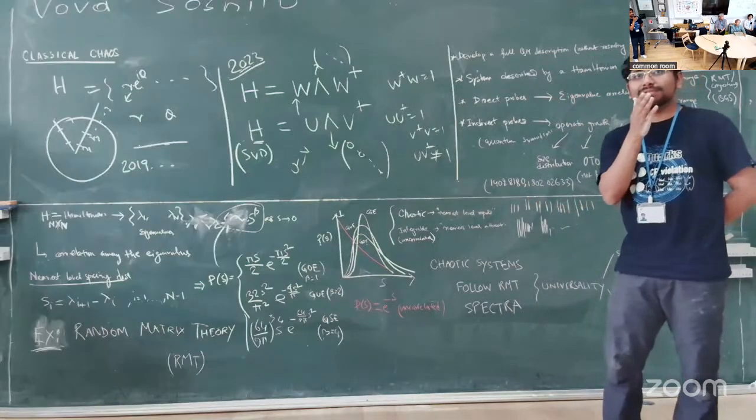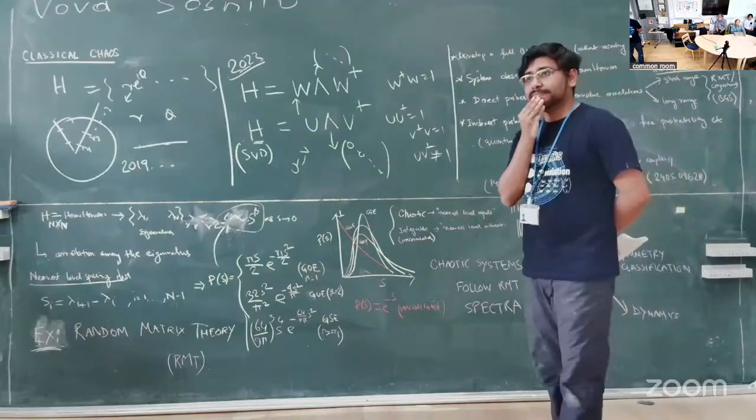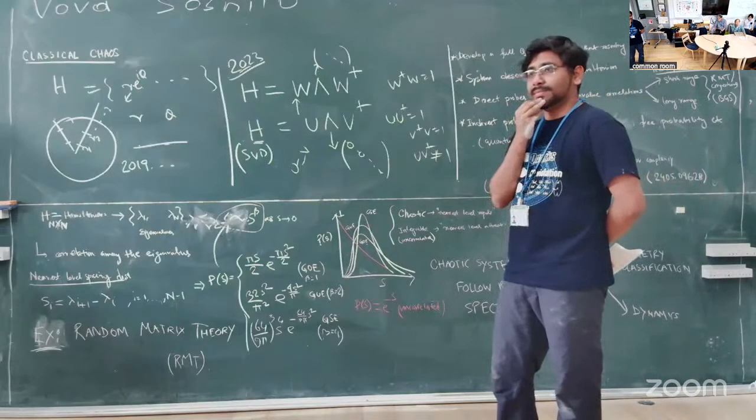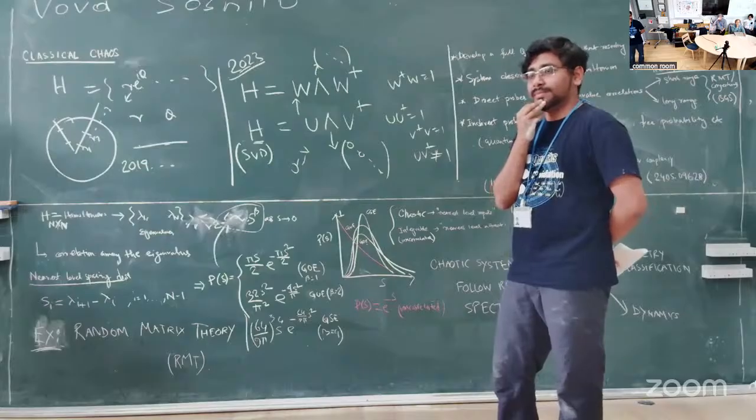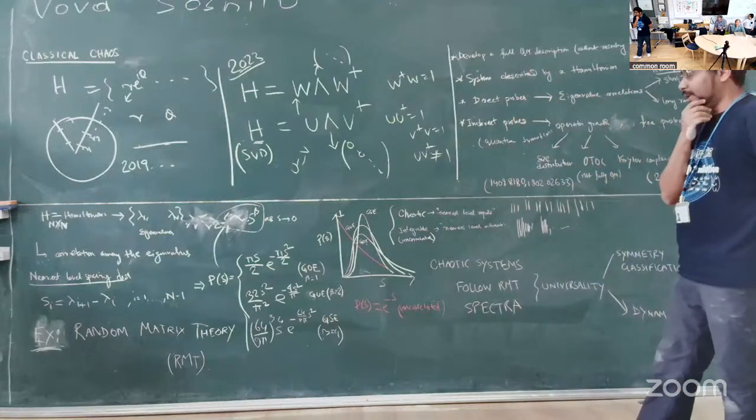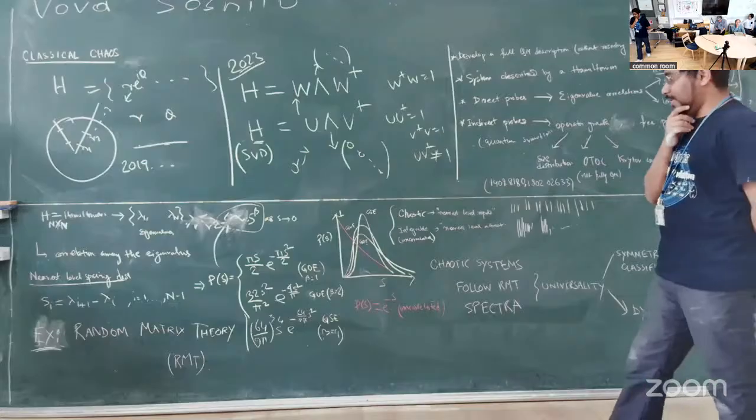Well, so what do you expect is different between the chaos in the Hermitian case and the non-Hermitian case? Do you expect a new universality class? Yes, so there are several aspects.